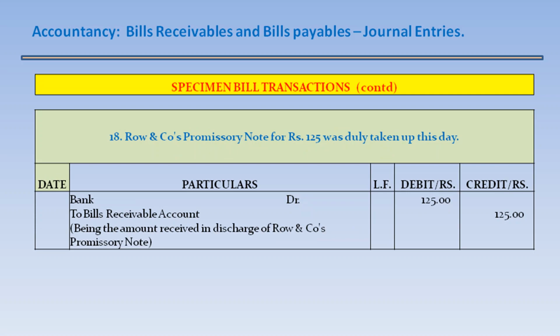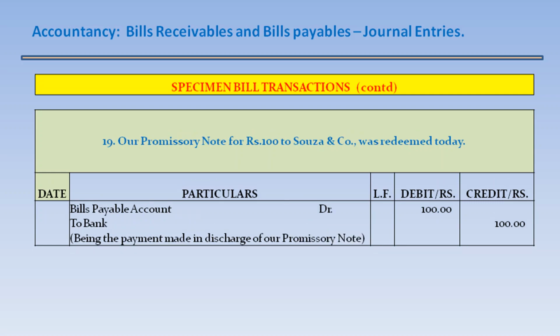18. Rowe and Company's promissory note for Rs 125 was duly taken up this day. Bank debit 125, to bills receivable 125, being the amount received in discharge of Rowe and Company's promissory note. 19. Our promissory note for Rs 100 to Souza and Company was retired today. Bills payable account debit 100, to bank 100, being the payment made in discharge of our promissory note.